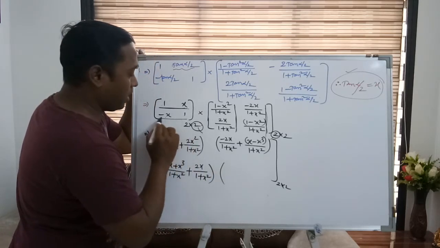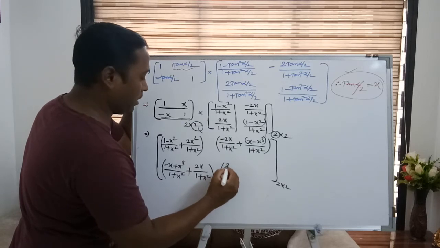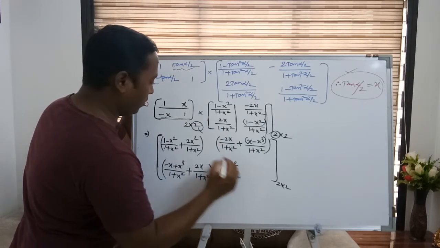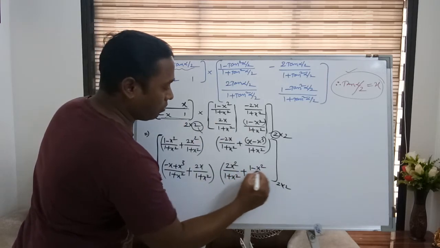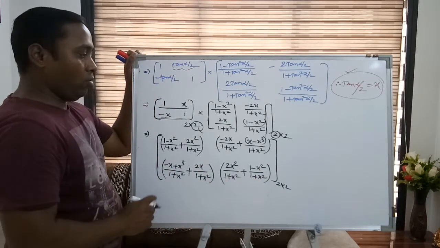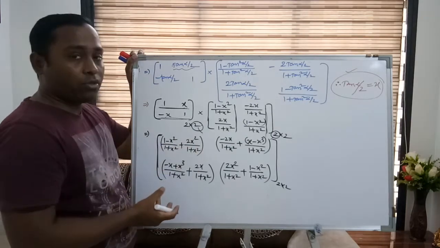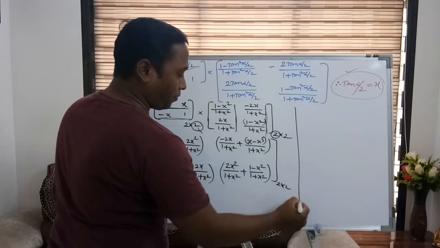And then second row, second column: if you multiply these two quantities, you will definitely get positive 2x square by 1 plus x square. 1 into this would be the same, so 1 minus x square by 1 plus x square. So now the multiplication process is done. The rest is just taking the LCM and simplifying to get the final answer.